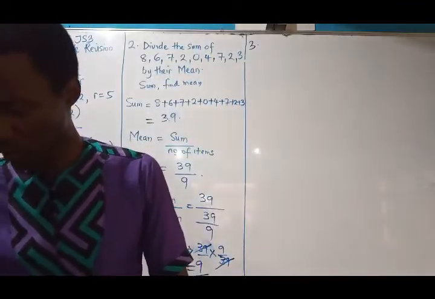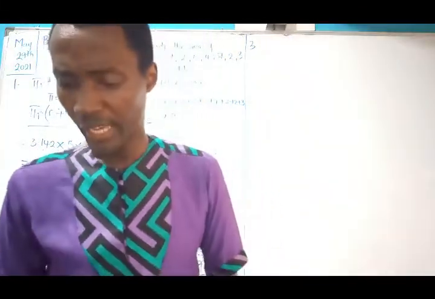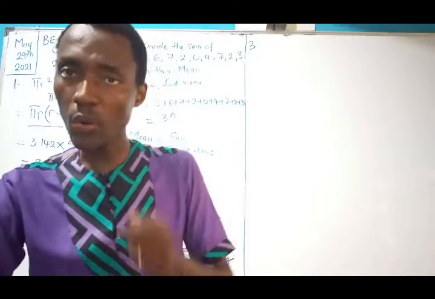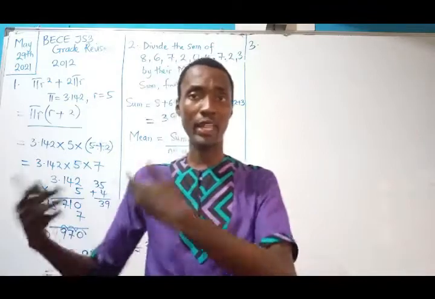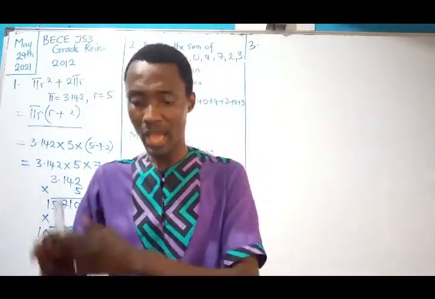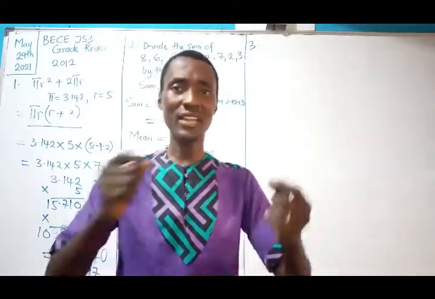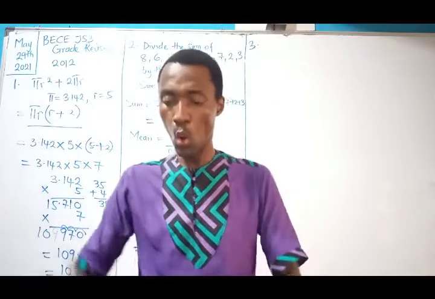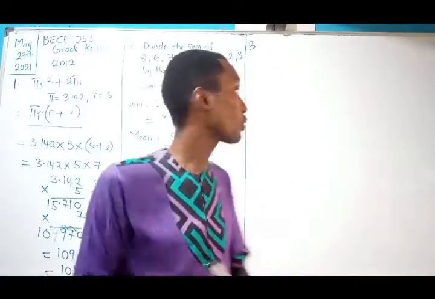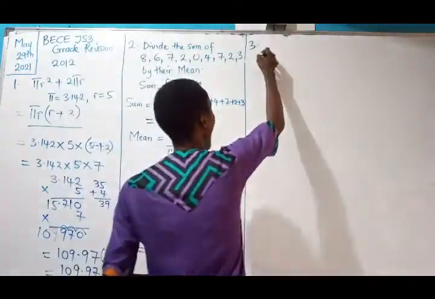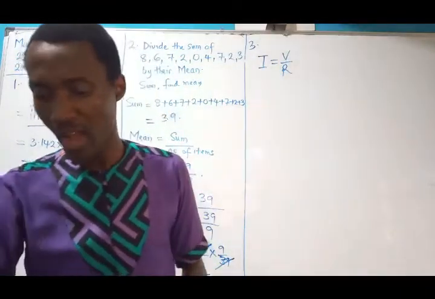In question 3 of 2012, BECE of Rivers State exam, it states that in an electric circuit, the current I measured in amperes. This is for your basic science. This is something that can help in your basic science. Current is measured in what? Amperes. The voltage measured in what? Volts. And the resistance, R, measured in what? Ohms. Are connected by the formula. By what formula? Now the formula given to me here is what? I is equal to V over R.